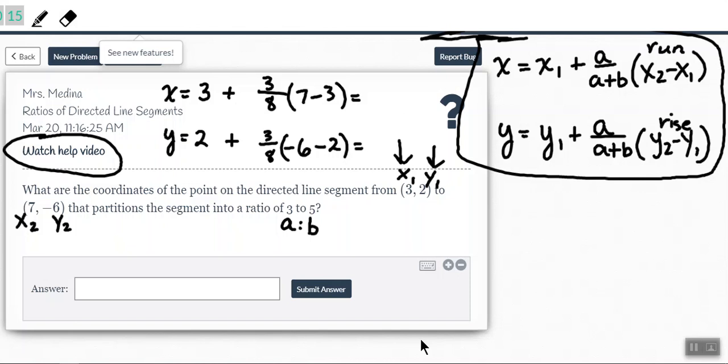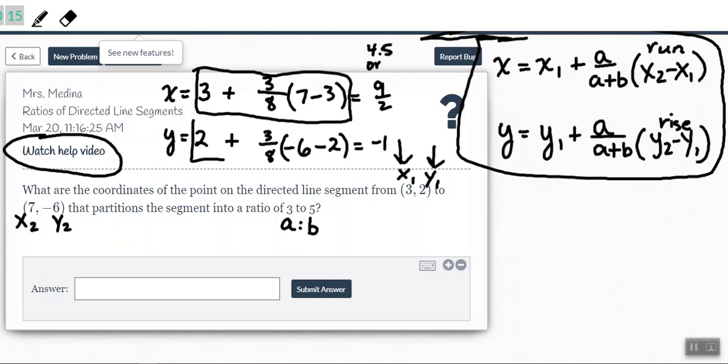Alright, so I went ahead and I put this in the calculator, and it gave me for this one a 9 over 2, and gave me a negative 1 for this one. I highly recommend that you try putting this into your calculator to make sure that you're able to get 9 over 2 or 4.5, which is the same thing, decimal form. And also to type this in and see if you can get negative 1.